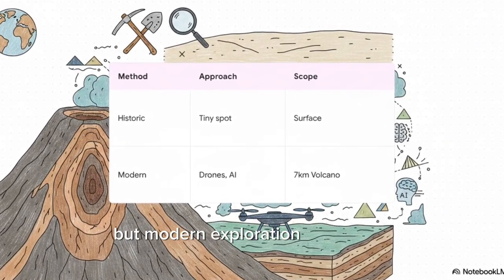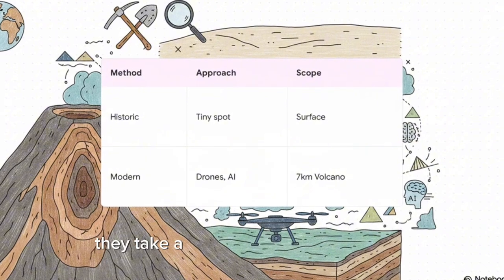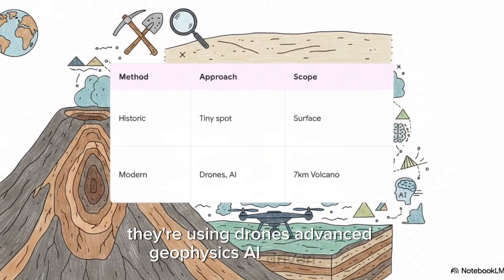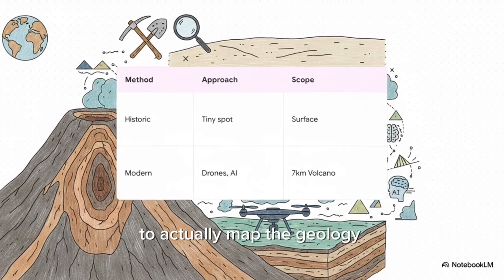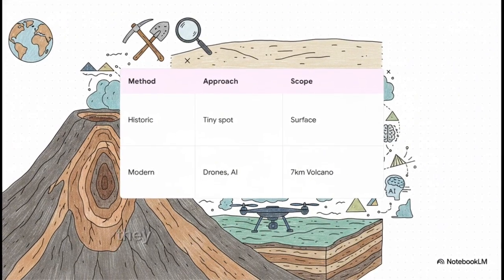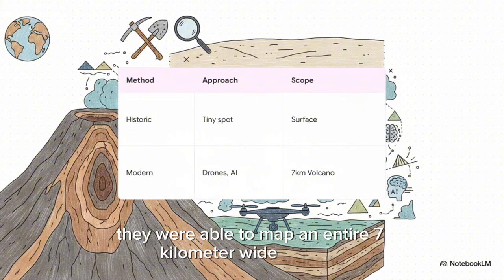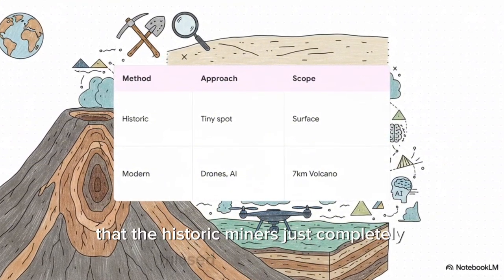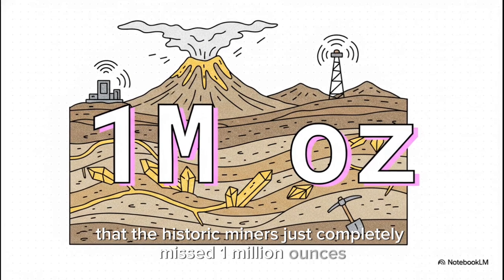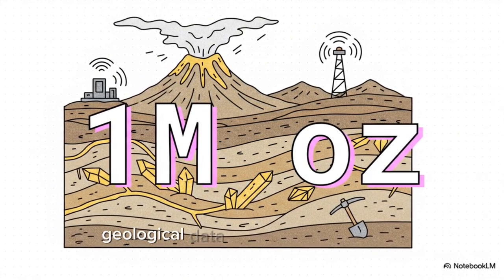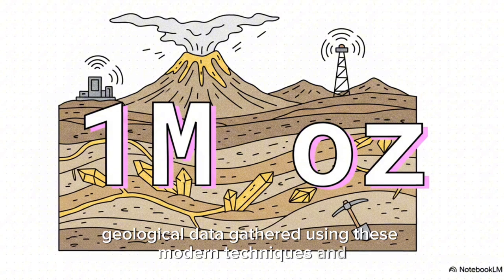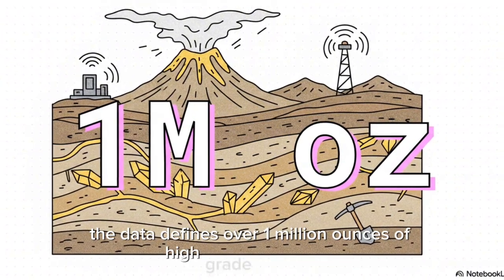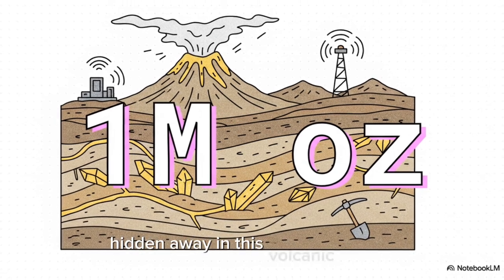But modern exploration teams like Nevada King, for example, take a much wider approach. They're using drones, advanced geophysics, and AI-driven data to actually map the geology mathematically. By zooming way out, they were able to map an entire 7-kilometer-wide volcano, revealing these massive underground structures that the historic miners just completely missed. 1 million ounces. That is the objective geological data gathered using these modern techniques, and it's pretty astounding. The data defines over 1 million ounces of high-grade oxide gold hidden away in this volcanic system.